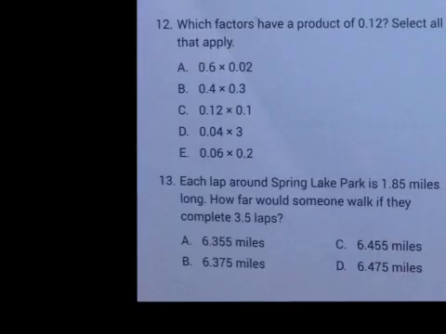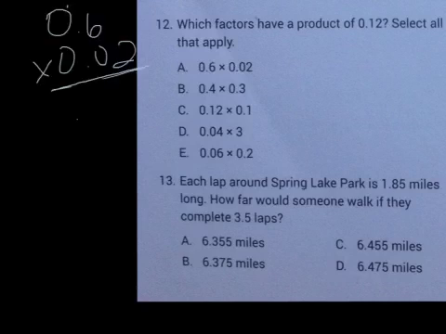Number 12 says, which factors have a product of 0.12? And it says select all that apply. So when it says select all that apply, we know that it is going to be more than 1. So we can go ahead and work these out real quickly. So let's look at A. When you look at A, you have 0.6 times 0.02.